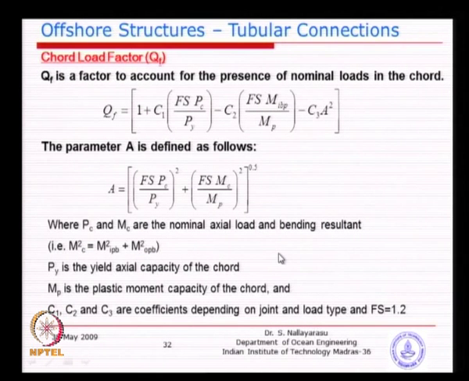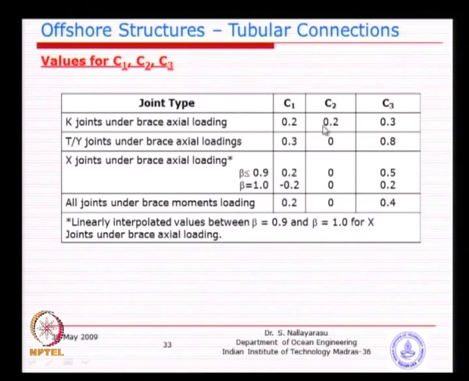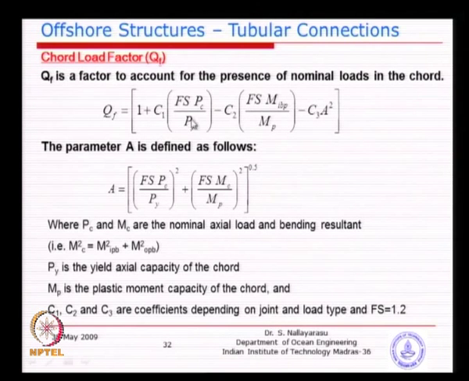We need to understand the terms. There are 3 constants to be taken. The constants are available from API, they have given for different loading types and different joint types. You can just see most of the numbers are 0.2, 0.3 like this. These are all calibration coefficients with respect to the chord capacity. And then the parameter called A is defined as the collapse load to the yield load. So basically the PC and MC are calculated using this SRSS formula.